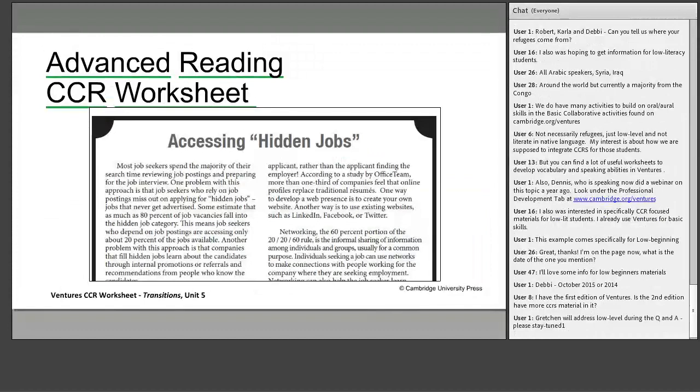The companion CCR worksheet for Unit 5 is on the topic of hidden jobs, jobs that may not ever be advertised in job postings, but are filled internally within a company or by word of mouth. You'll note that the topic of the readings and the vocabulary are considerably more sophisticated than at the lower levels. At the advanced level, one of the readings takes an alternative view of the topic, so learners get practice in citing different points of view.